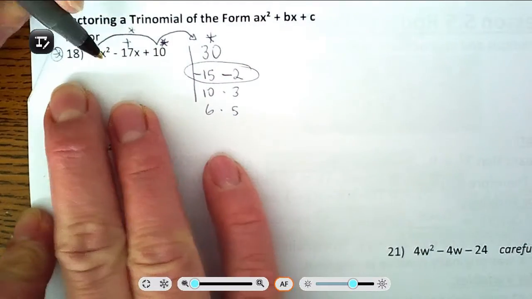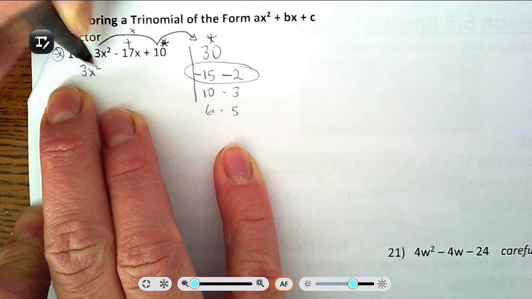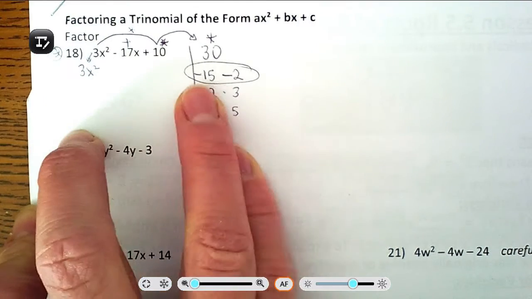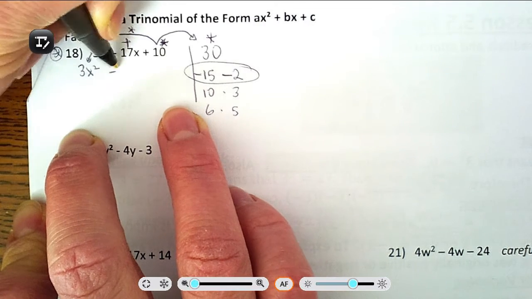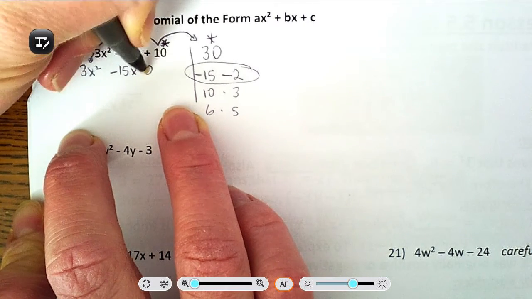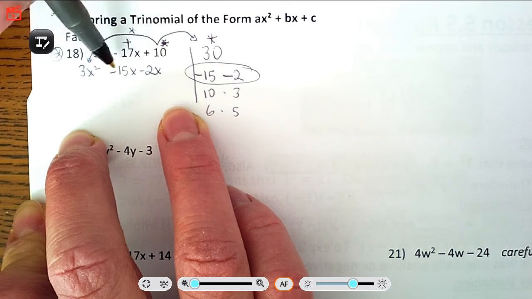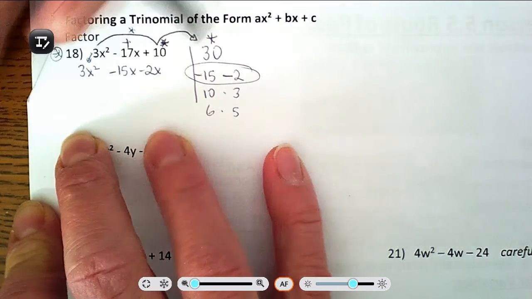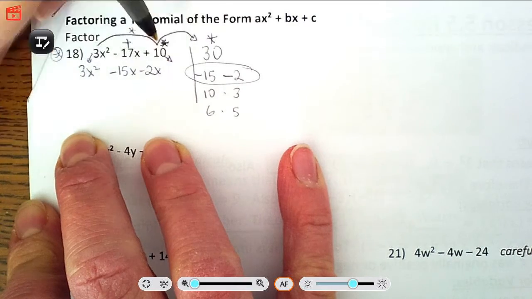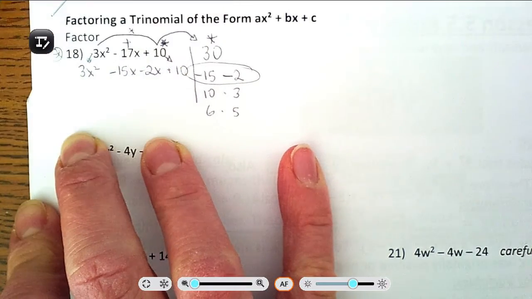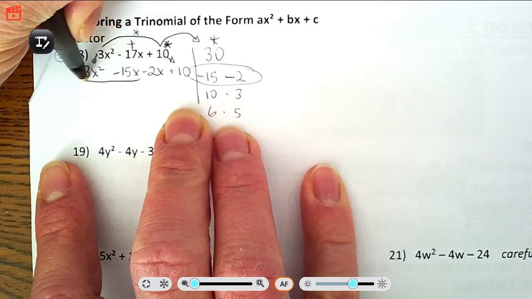Okay, now we go back over here and we do some work. 3x squared comes down. Put these two terms with x's next. Minus 15x minus 2x. They should both look a lot like the 17x, and they should look like they subtract to 17, because negative 15 minus 2 is negative 17. Bring down the 10. Okay, now you have 4 terms and you're going to factor by grouping.